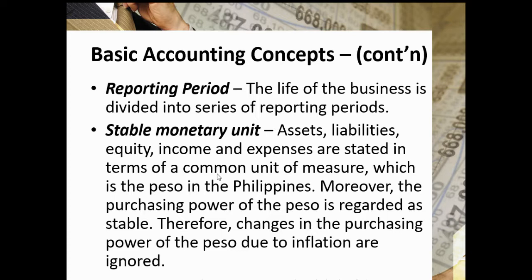Next is stable monetary unit. So under this concept, assets, liabilities, equity, income, and expenses are stated in terms of a common unit of measure. So, ano ba ang common unit of measure dito sa Philippines? So, it's the peso in the Philippines. Moreover, the purchasing power of the peso is regarded as stable. Therefore, changes in the purchasing power of the peso due to inflation are ignored. So, yun yung stable monetary unit natin, Philippine peso.